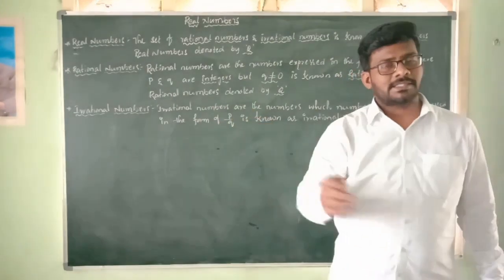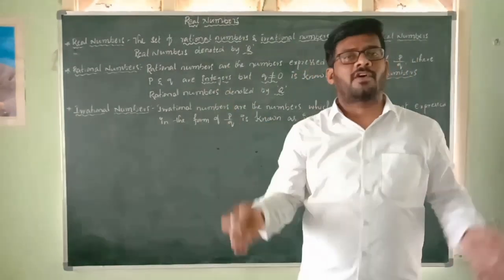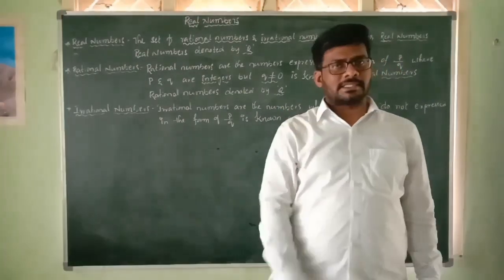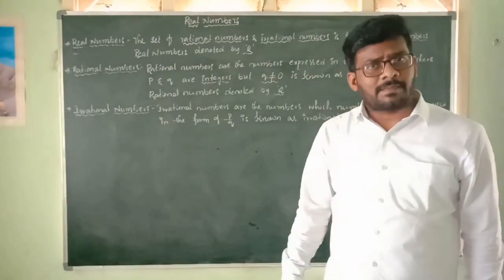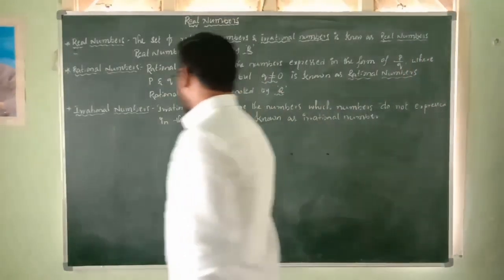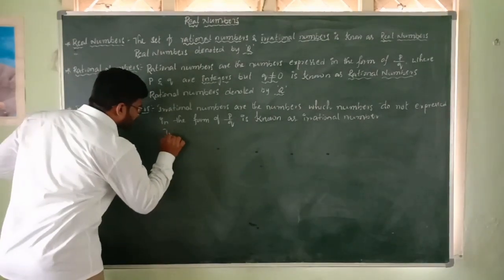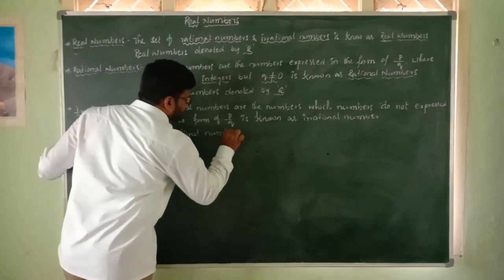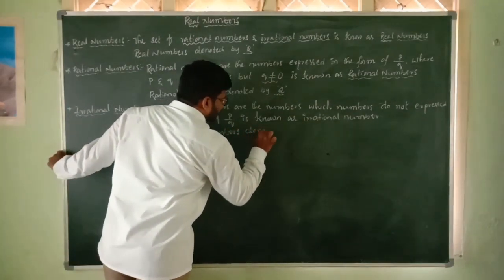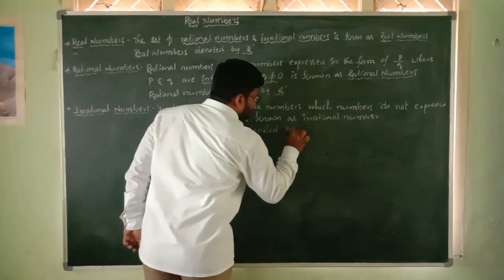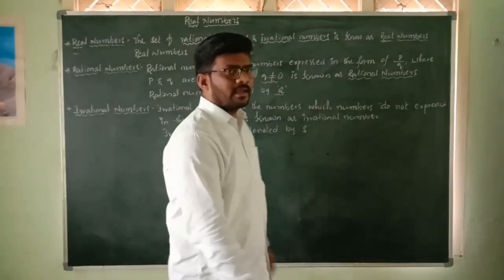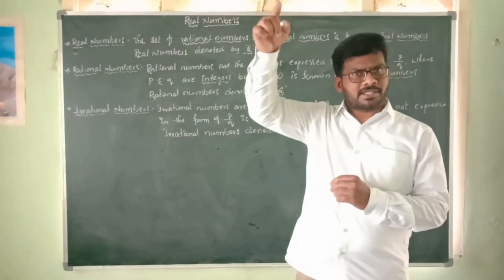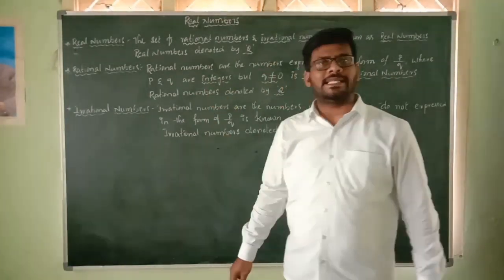What is the definition of irrational number, children? Irrational numbers are the numbers which cannot be expressed in the form of P divided by Q, and are known as irrational numbers. These irrational numbers are denoted by capital S. Irrational numbers are denoted by which symbol, children? Capital S.